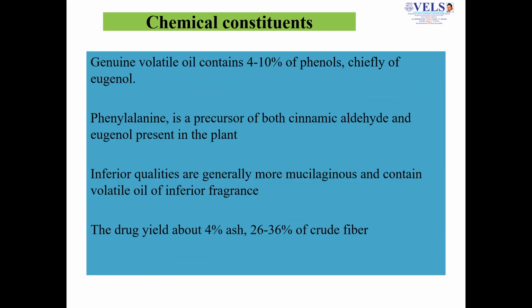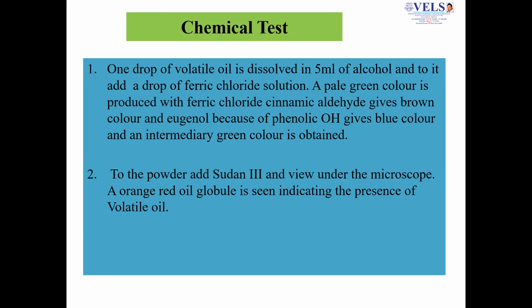The chemical constants: genuine volatile oils contain about 4 to 10% of phenols, chiefly eugenol. Phenylalanine is a precursor of both cinnamic aldehyde and eugenol present in the plant. The inferior qualities are generally more mucilaginous and contain volatile oil of inferior fragrance. The drug yields about 4% of ash and 26 to 36% of crude fiber. Chemical test of the oil.